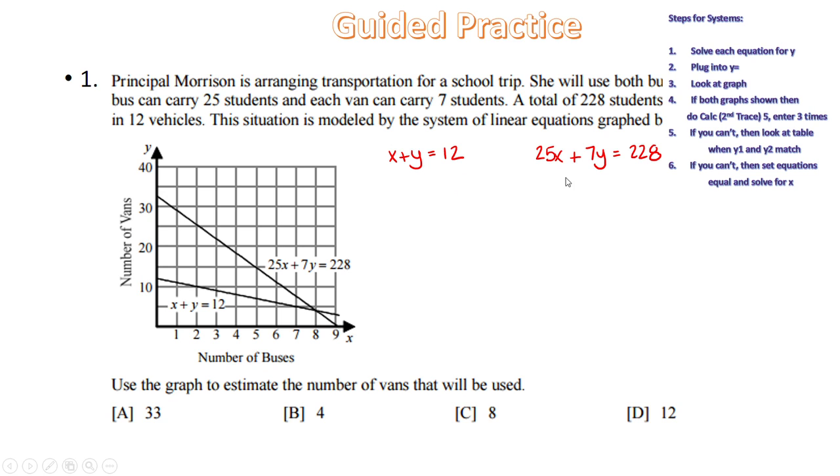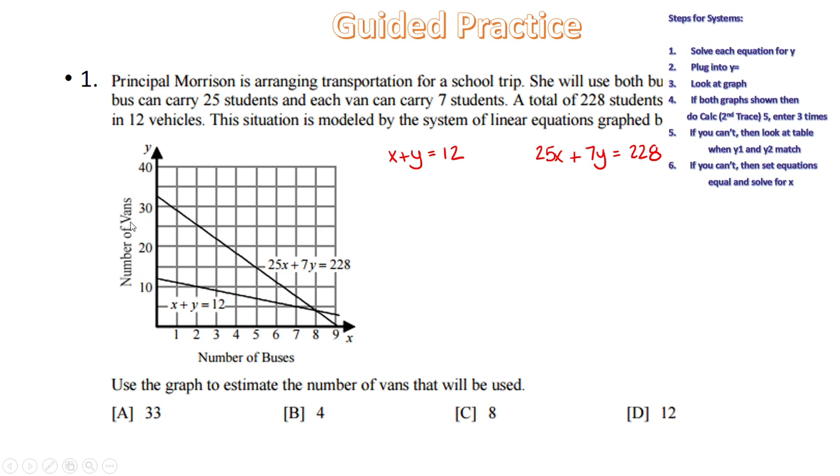Instead of solving both of these equations, we can continue reading the question. And if we read the question, it says, use the graph to estimate the number of vans that will be used. Now, here's the point I'm trying to make: the whole point of doing systems is to try to figure out where they cross. If they give us a picture already, the only thing we need to do is put our pen or our finger on where they cross and then figure out what they're talking about. In this case, they're talking about number of vans.